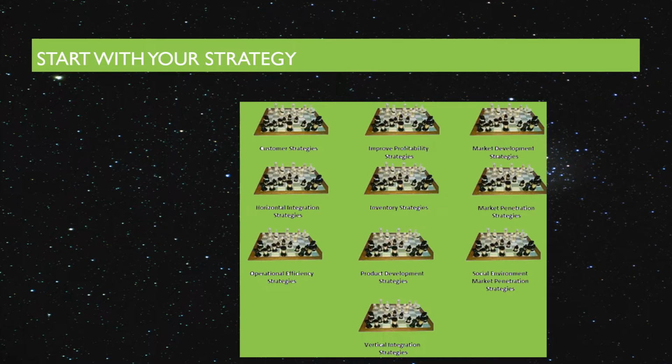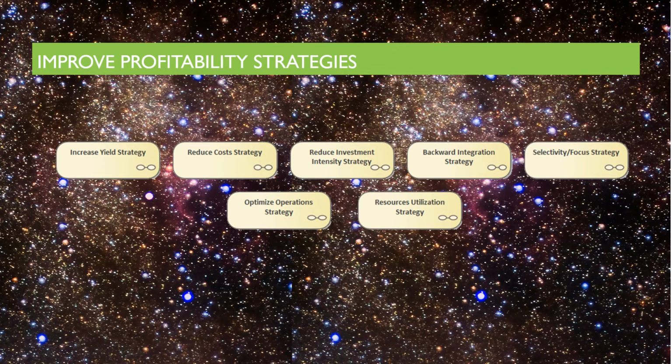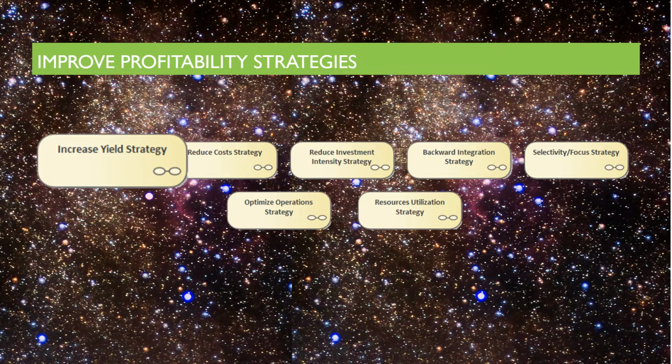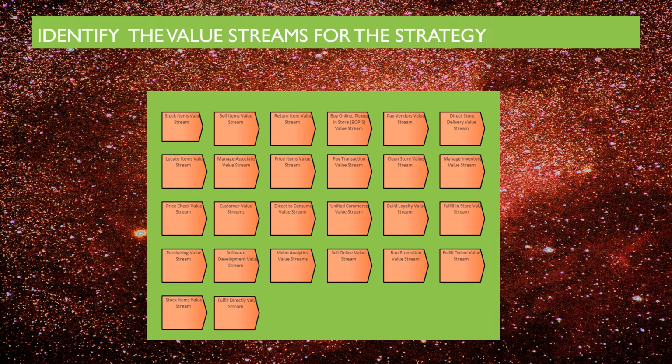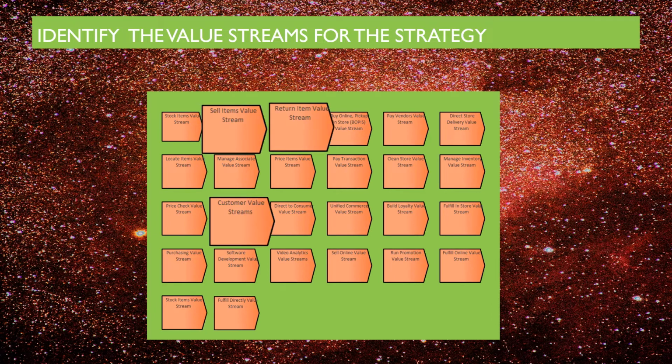So let's start with your strategy. In this case, we're going to look at improving profitability strategies and more focus on increasing yield. So now that we know the strategy, we'll identify the value streams that are associated with that strategy. In this case, we're going to have the sale item, the return items, and the customer. And we're going to focus on the sell items value stream.